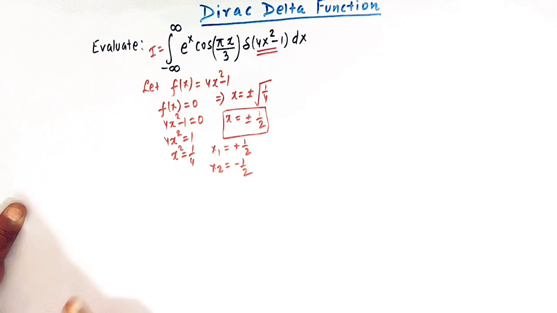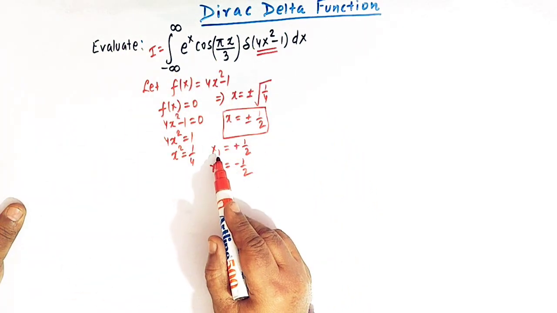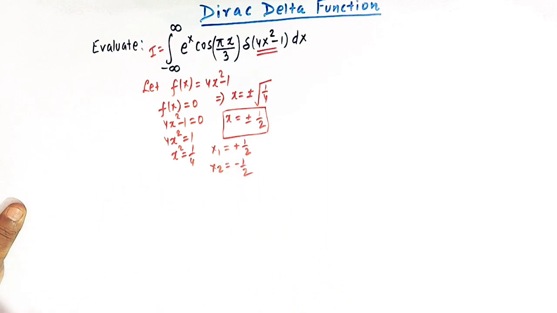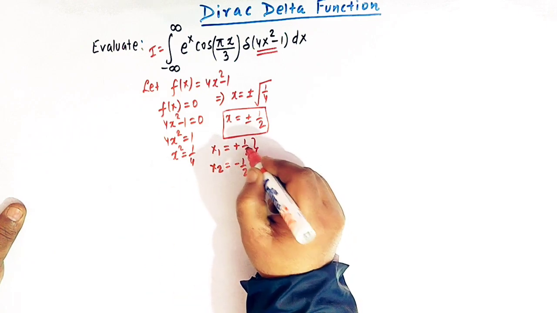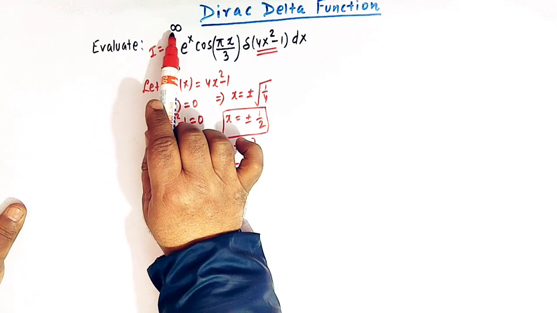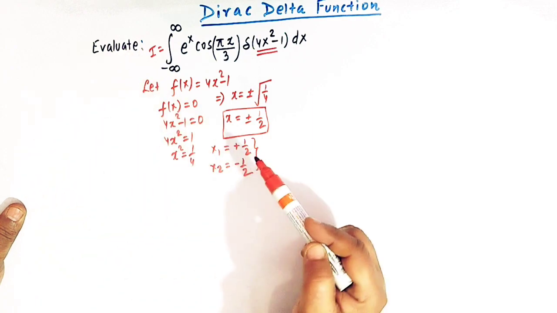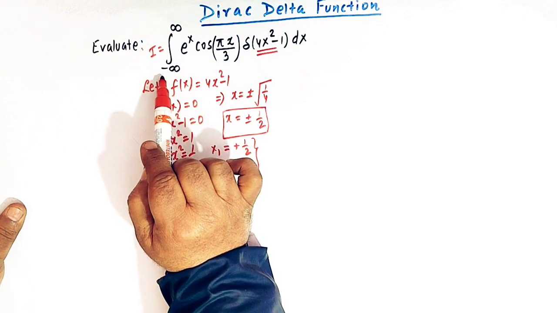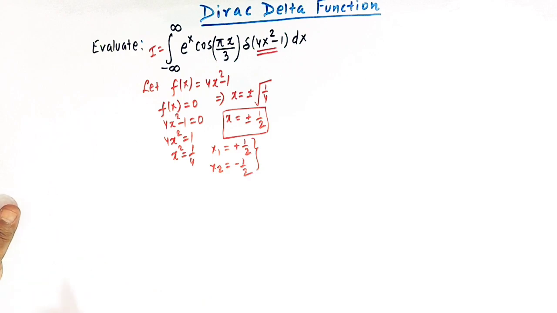So the first step is to do all this, so x1 is plus half and x2 is minus half. The next step is to see whether these roots fall within the limits, that is the lower limit and the upper limit, and we can easily conclude that both these roots lie in the interval from minus infinity to infinity, which is our entire real number line.